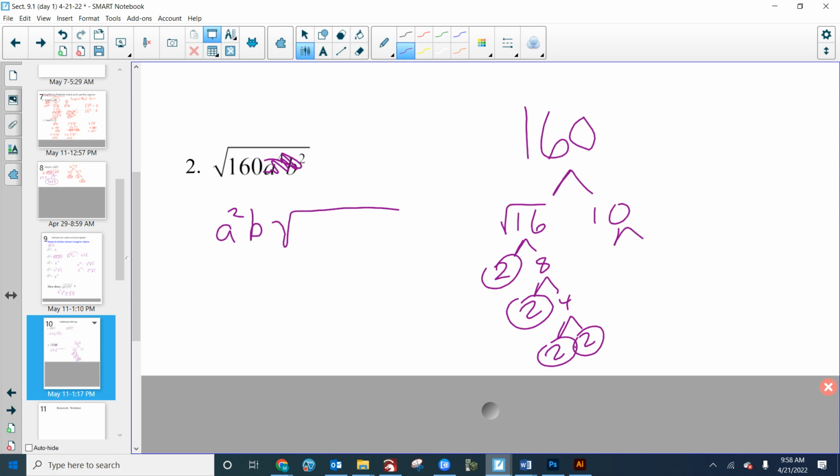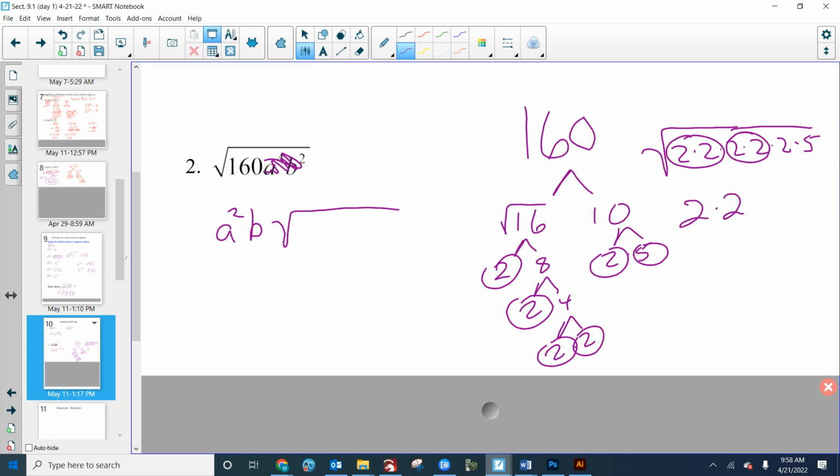What's 10? Break down to 2 and 5. How many 2's do I have? 1, 2, 3, 4, 5, and then a 5. How many pairs do I have? 1, 2 pairs. So that means 2 comes out. 2 2's, right? Okay, so I got 2 2's outside.